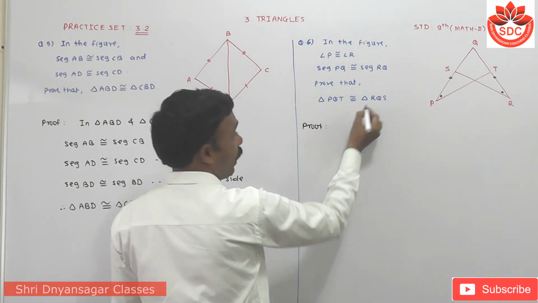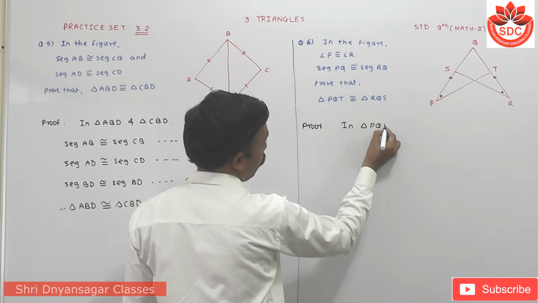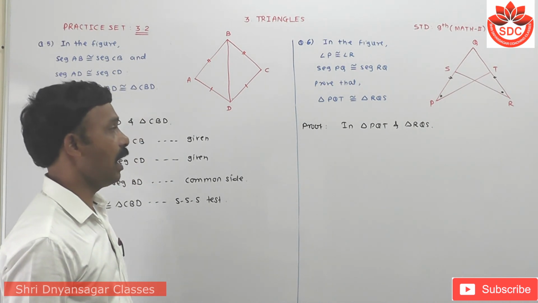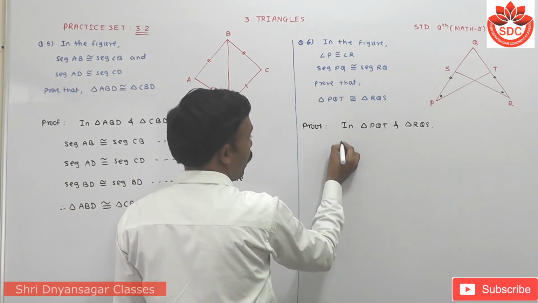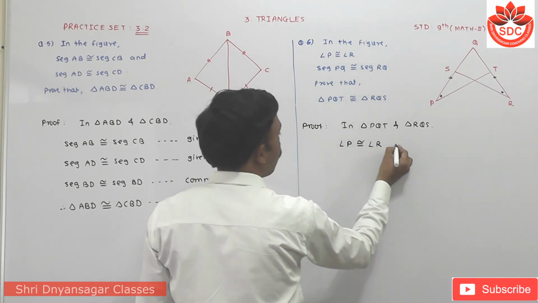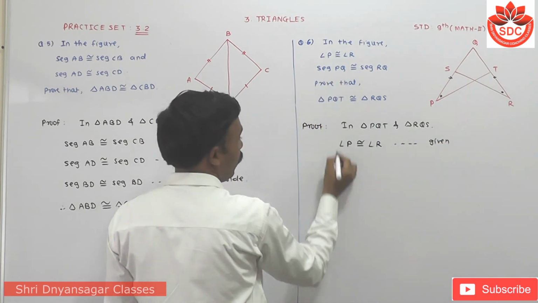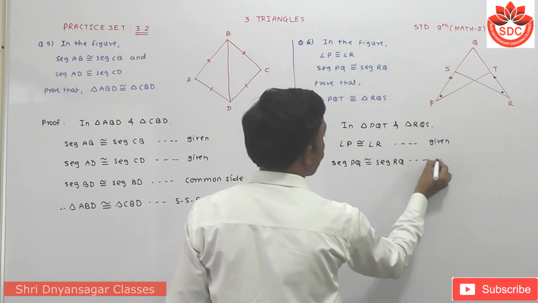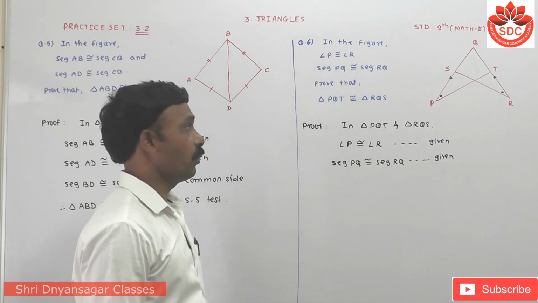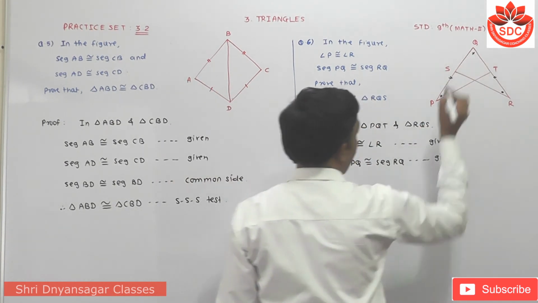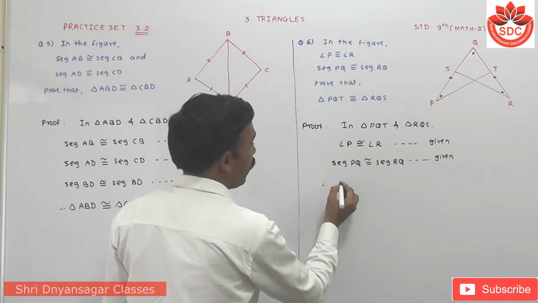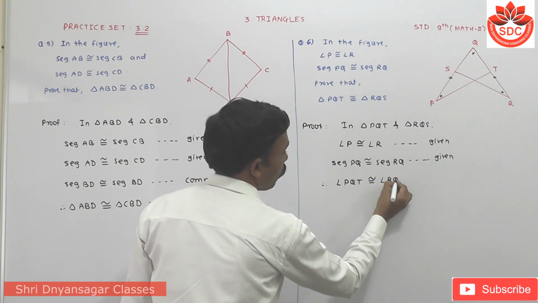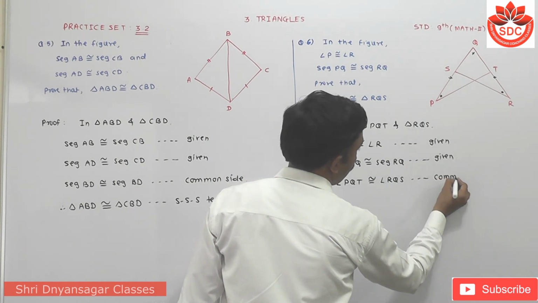Now the proof. The proper vertices are given, so I have to write here in triangle PQT and triangle RQS. Student, when we look here at PQT and RQS, angle P is congruent with angle R. This is given. Another one is also segment PQ is congruent with segment RQ. This is also given. Next, only one thing remains, this angle is the common angle. So I have to write here this angle Q by using the vertices. Angle PQT is congruent with angle RQS, because the reason is common angle.